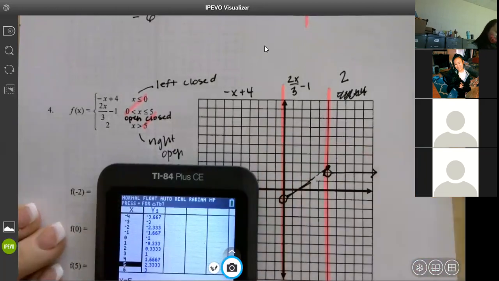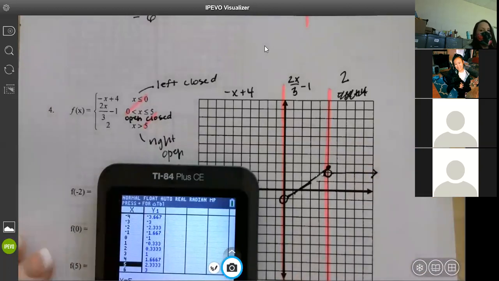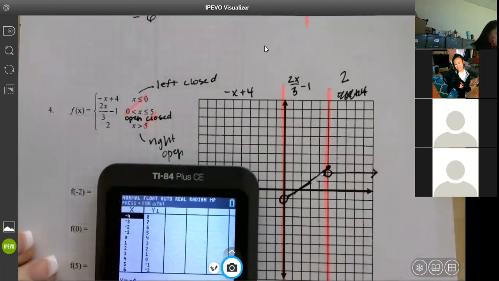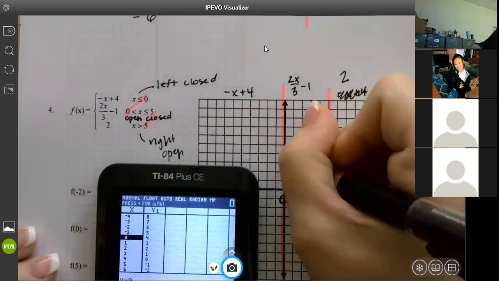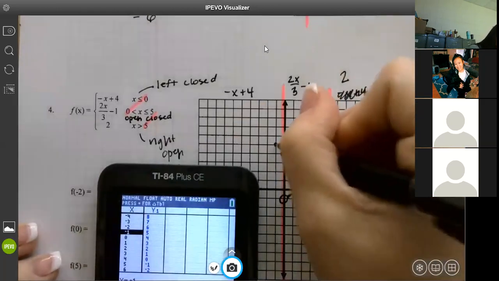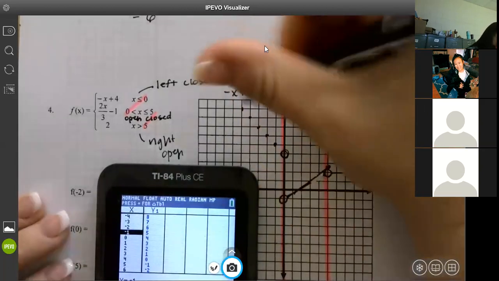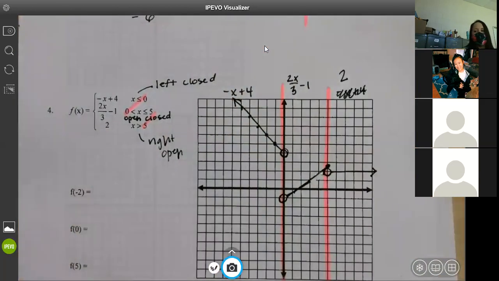There you go. Just this. All right. And then the last one, negative x plus 4. On the boundary of 0, we have 0, 4, and it says it's open. As we go less, you can see your pattern is up 1 over 1, and then I go all the way across.